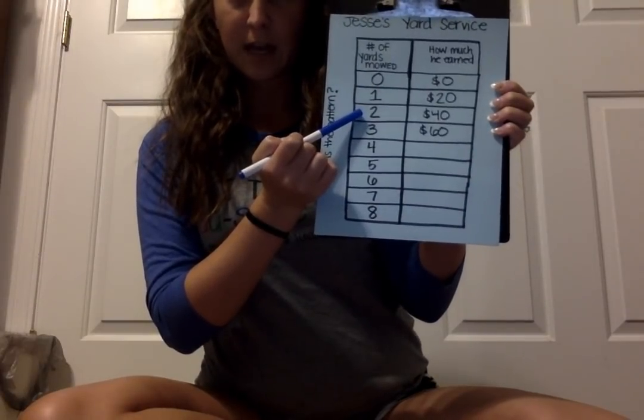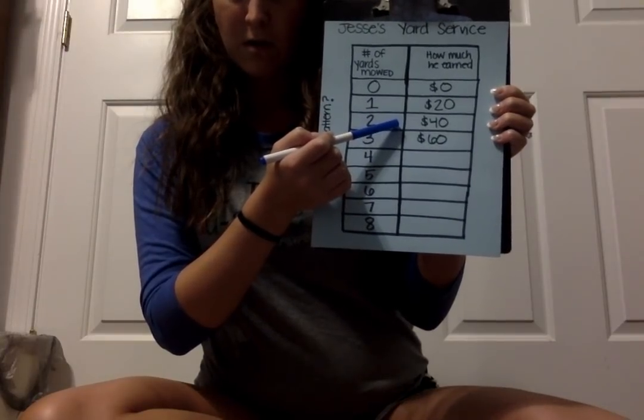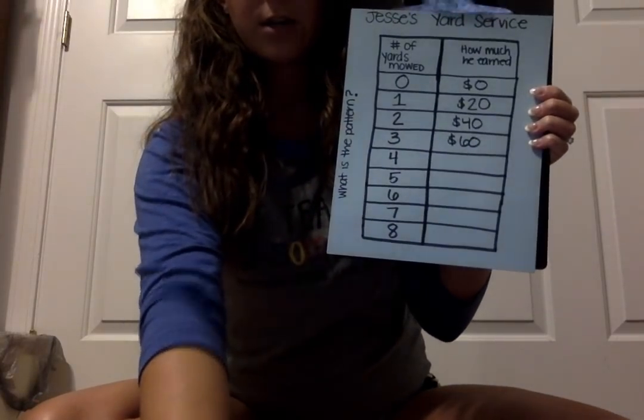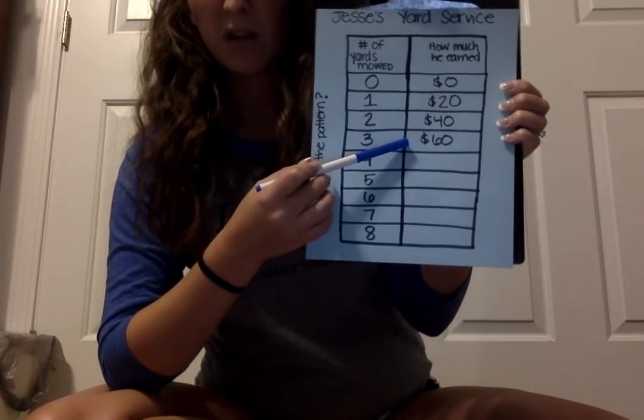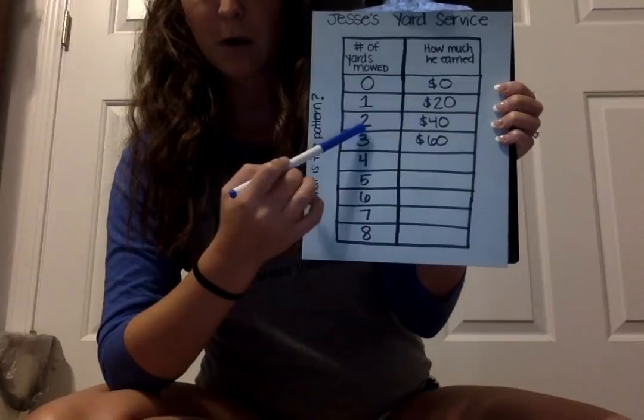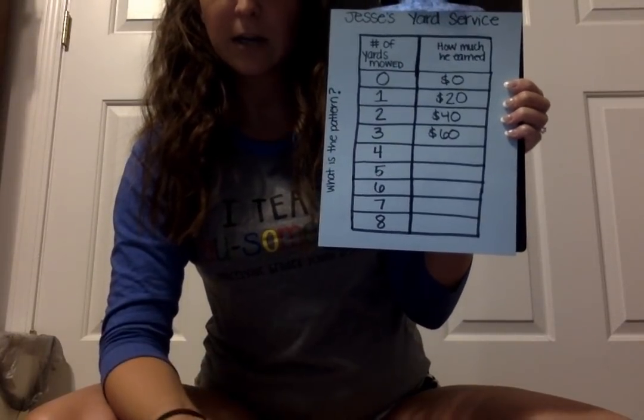So let's check that here. What can I do from 2 to get to 40? Well, I can multiply that by 20. And then what can I do to get from 3 to 60? Well, I can multiply that by 20. So our pattern here going across is multiplying by 20.